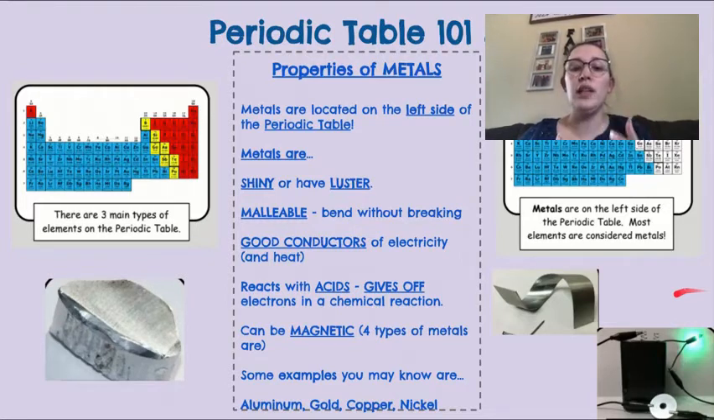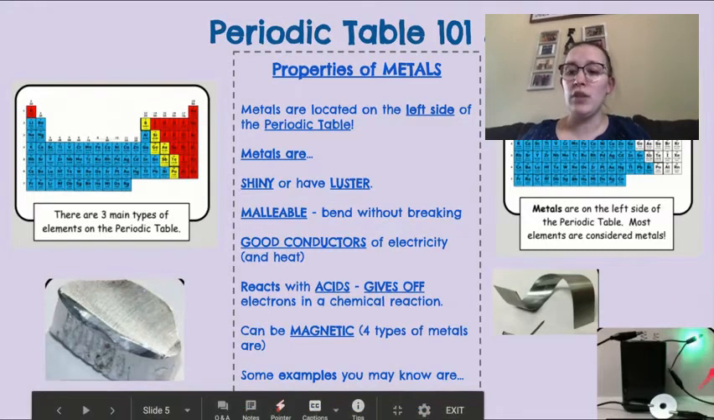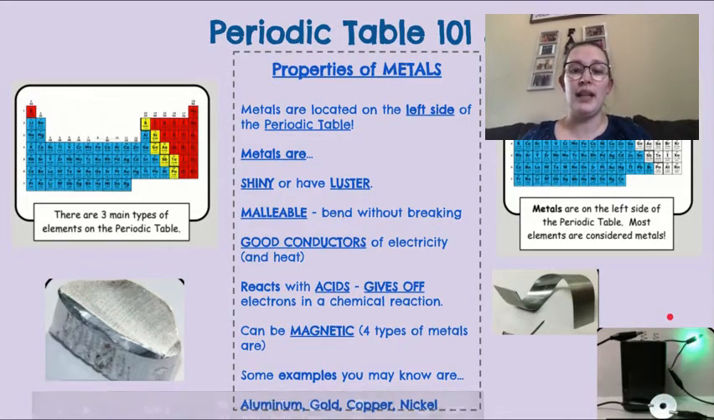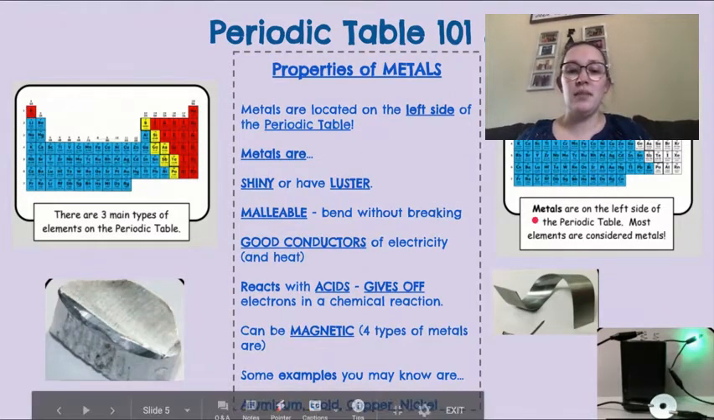They're also really good conductors of electricity and heat. If you look at this picture over here, this has a really bright light because metals are really good conductors of electricity and heat. They also react with acids, so that they're going to give off electrons in a chemical reaction. And they can be magnetic. Some examples are aluminum, gold, copper, and nickel.